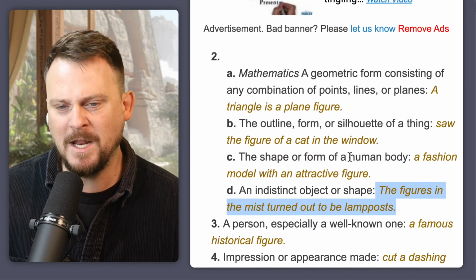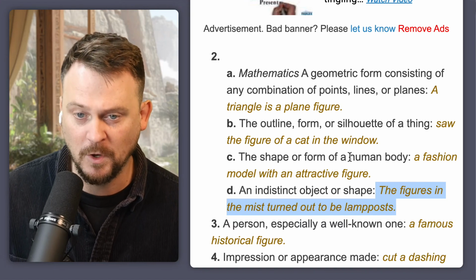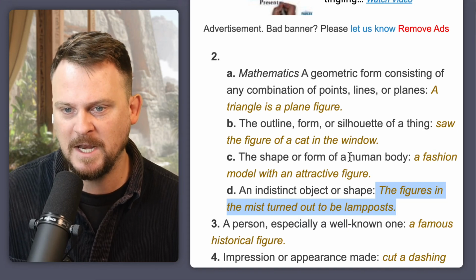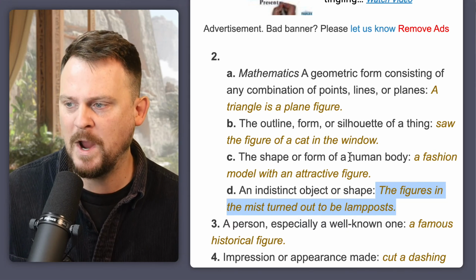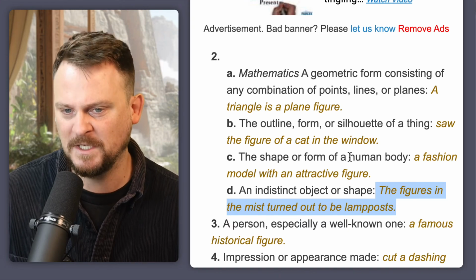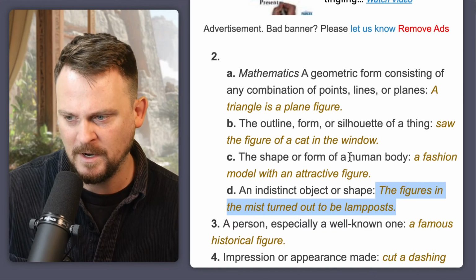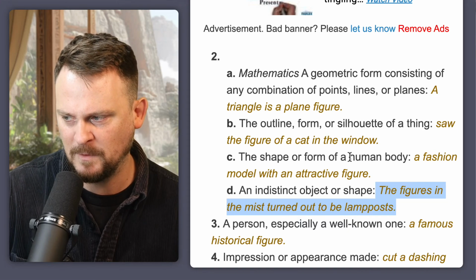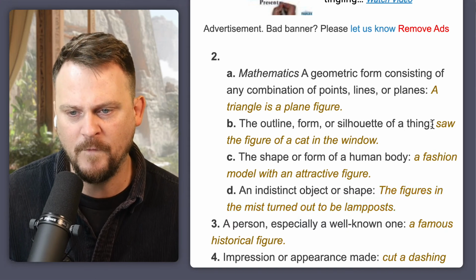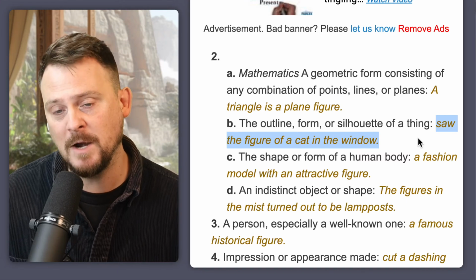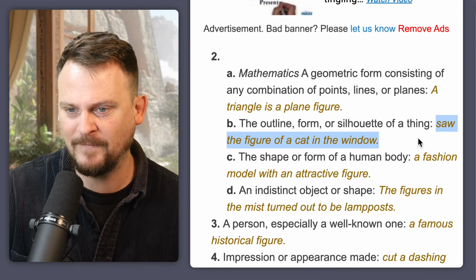Shapes of some kind. I'm getting the idea that it can be used in different ways. A triangle is a plane figure, but also if it's a geometric form consisting of any combination of points, lines, or planes, then a square would be a figure too. It's a way to talk about any shape without being specific, right? I might say, what is that figure there? Or those figures over there maybe seem to be about the same size, maybe something like that. And then an outline, a form or silhouette, saw a figure of a cat. So there, maybe I can talk about, without talking about the cat, the fact that it looks like a shape.